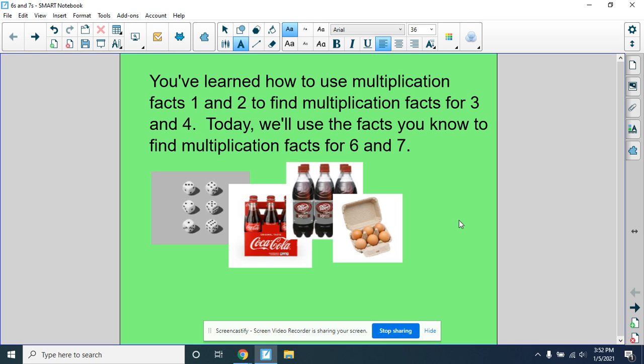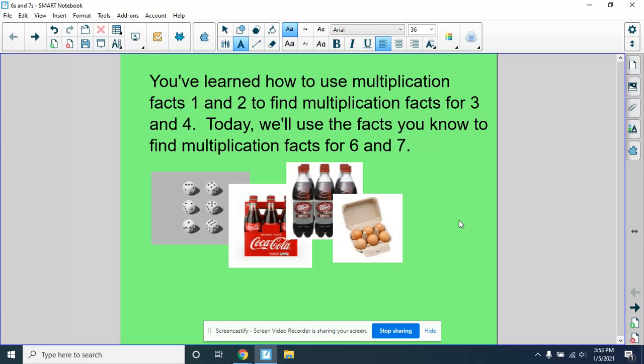Today, we're going to work on the 6s and 7s facts. And like the 3s and the 4s, we're going to use other facts to help us. Like you've learned how to use multiplication facts 1 and 2 to find multiplication facts for 3 and 4. Because remember that to find 3s, we use the 1s and the 2s. And then to find 4s, we use the 2s and double it. Today, we're going to use the facts to find multiplication facts for 6s and 7s.